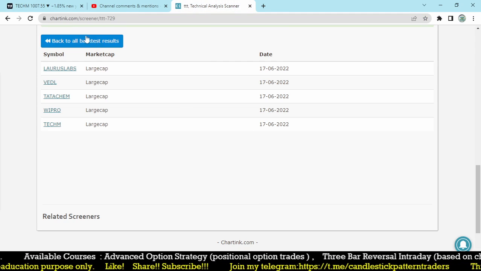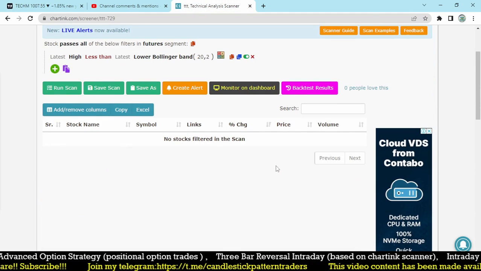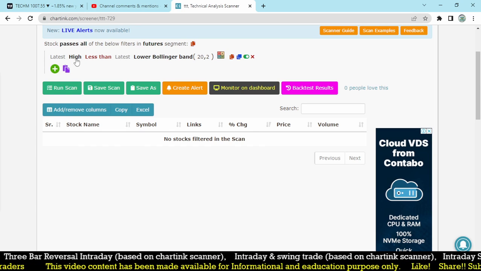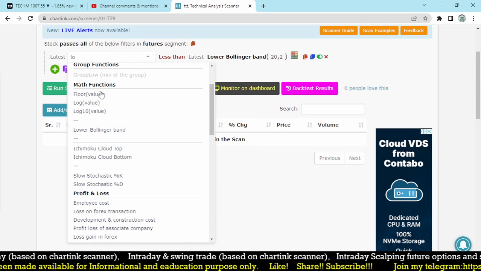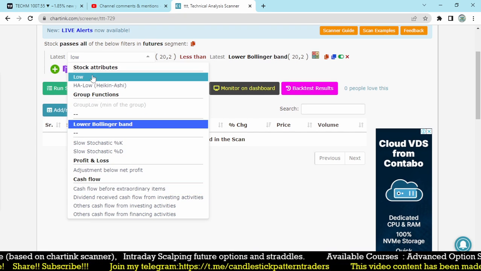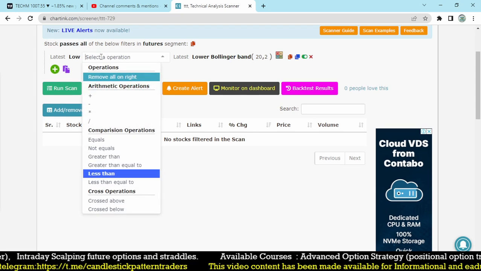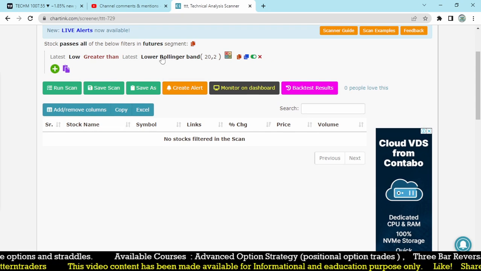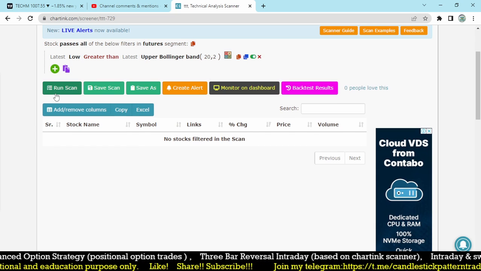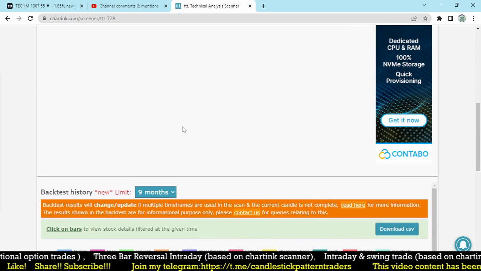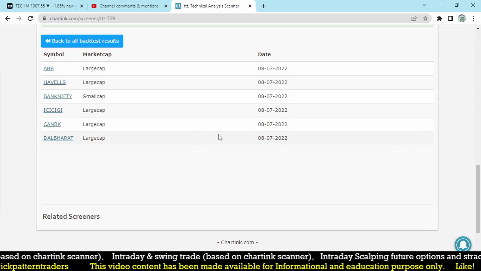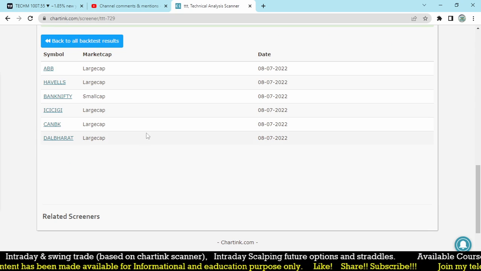And if you are using it for a stock, how many stocks are filtered today? We didn't get any stocks today. And the low for the stock should be greater than the upper Bollinger Band. If you run the scan today, we didn't get any stocks, but recently we found a lot of stocks for the upper Bollinger Band. ABB, Havells, Bank Nifty, Can Bank.